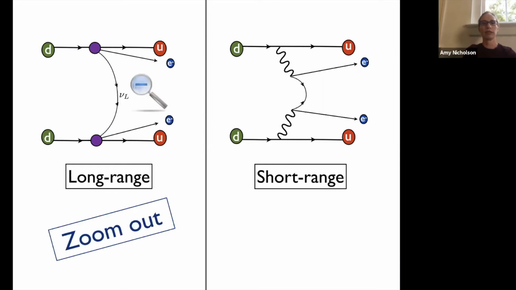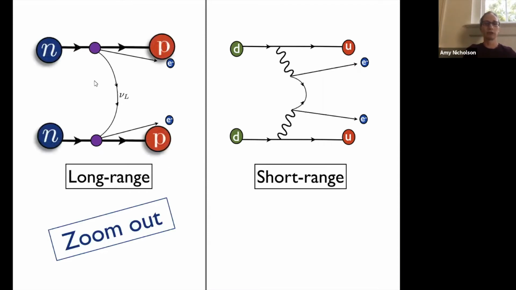I can now zoom out again to hadronic scales where nucleons are the degrees of freedom rather than quarks. And so I find that these quarks become dressed, the down quarks become dressed as neutrons, and then those are converted into protons. So this is the typical picture that we think of when we think of double beta decay in terms of nucleons. We have two neutrons simultaneously decaying into two protons and emitting two electrons.